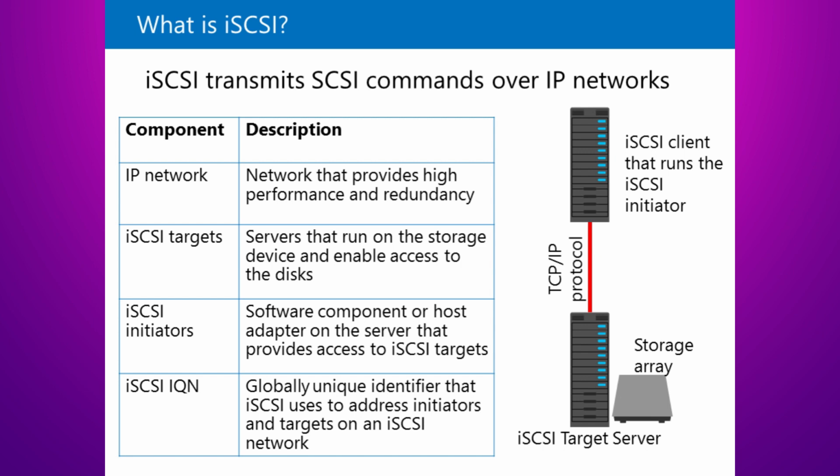iSCSI Qualified Name, IQN. IQNs are unique identifiers that iSCSI uses to address initiators and targets on an iSCSI network. When you configure an iSCSI target, you must configure the IQN for the iSCSI initiators that will connect to the target. iSCSI initiators also use IQNs to connect to iSCSI targets. However, if name resolution on the iSCSI network is a possible issue, you can identify iSCSI endpoints, both target and initiator, by their IP addresses.